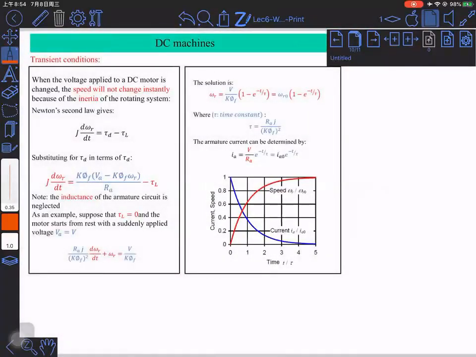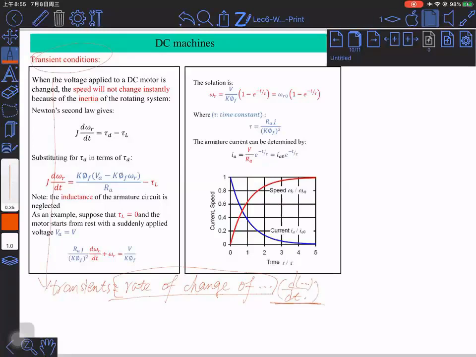Okay, now let's look at the transient conditions of the DC machine. At the beginning of the lecture, we said, what does transient condition mean? Whenever we talk about it, we are referring to the rate of change of something. For example, the rate of change of the speed, the rate of change of the current, and so on. So how would we mathematically express the rate of change of something? d/dt of something, right? And obviously this is a first order differential equation.